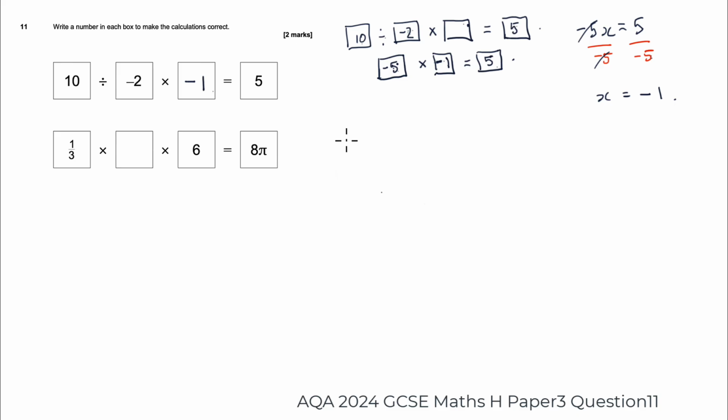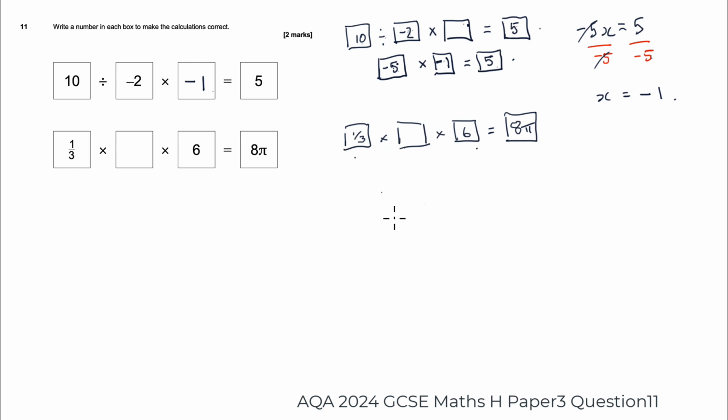Let's look at the second one. We've got 1/3 times an unknown number times 6, and we get 8 times pi.